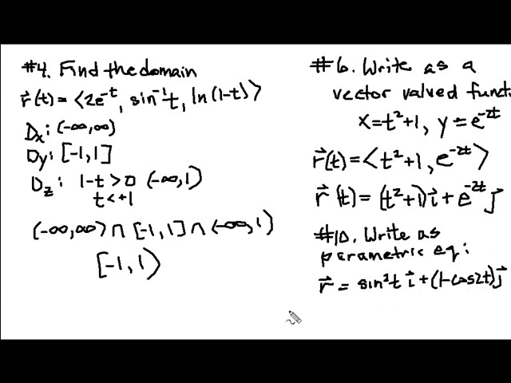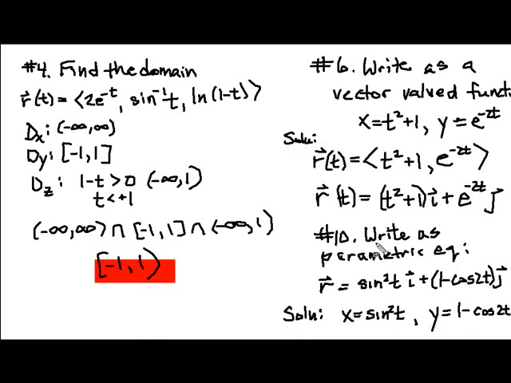And so all we have to do here is identify what the x portion is and what the y portion is. x is equal to sine squared of t, the coefficient of i, and y is equal to 1 minus cosine squared t, which is the coefficient of j. And so these are the three solutions to items number 4, 6, and 10 on pages 867 to 868 of your textbook.